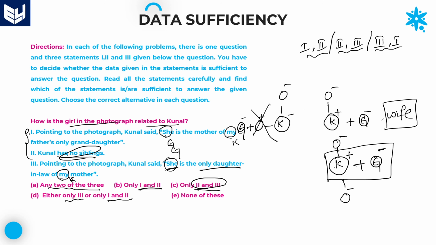So it means that obviously your required answer is option A, any two of the three, right? I will also check with 1 as well as 3. If you take 1 as well as 3, then also you will get the answer by combining both. So your required answer is any two of the 3. Option A is the right answer.